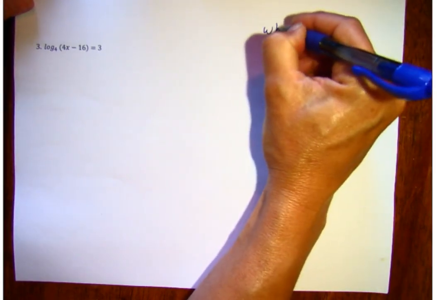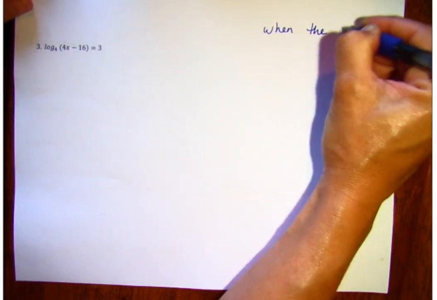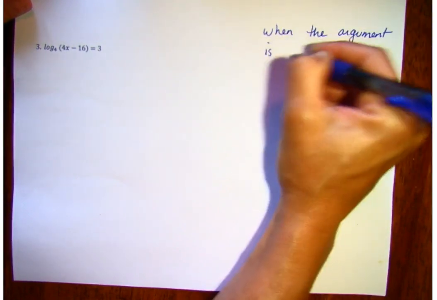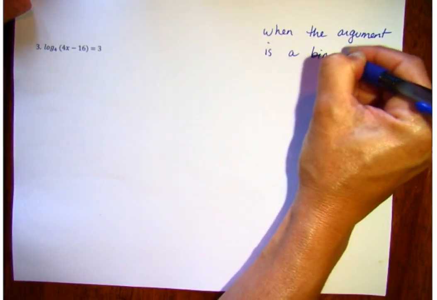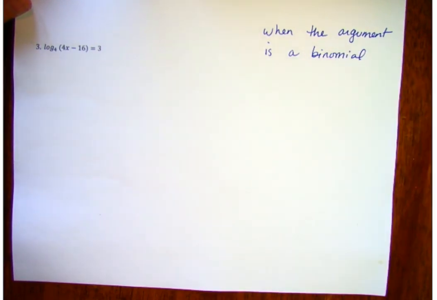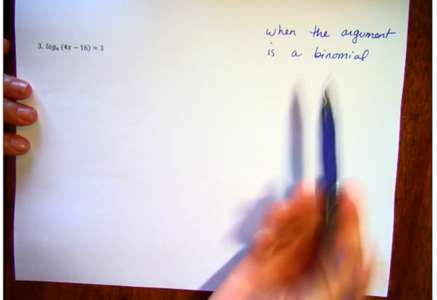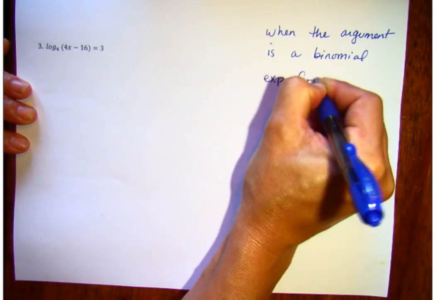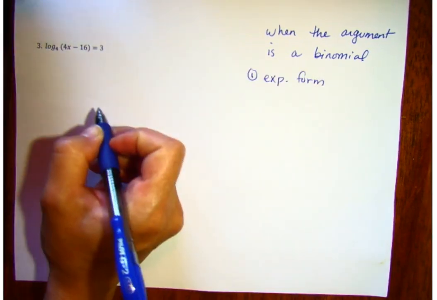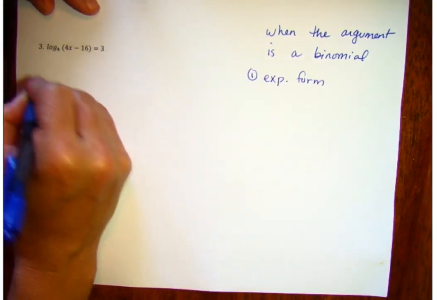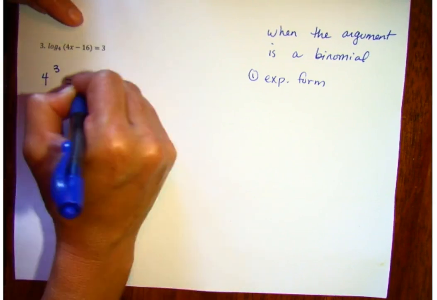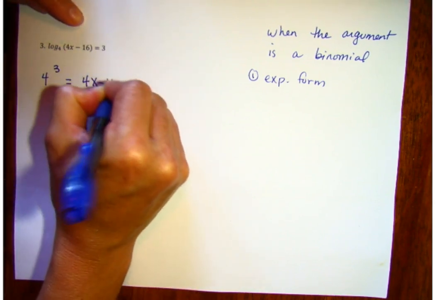Okay, when the argument is a binomial, these are actually a little bit easier than the first 2 problems we looked at. So what we're going to do is we're going to write in exponential form. So the base is 4. It's going to be 4 to the 3rd power equals 4x minus 16.